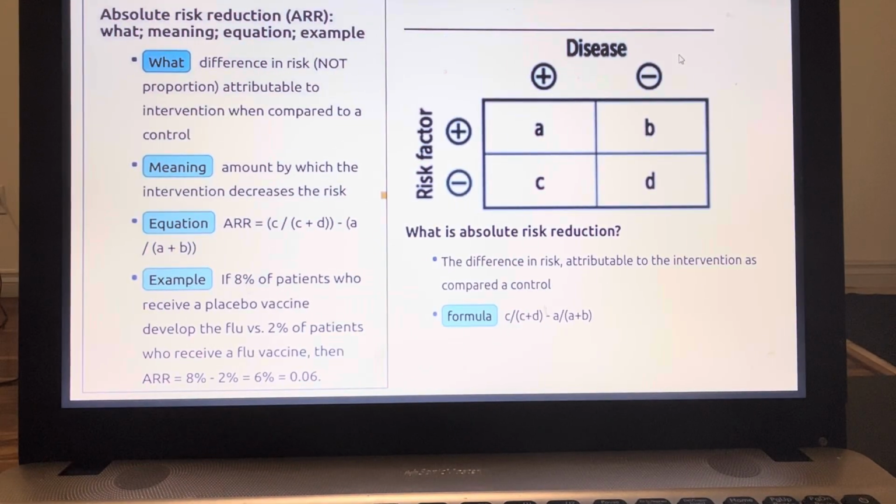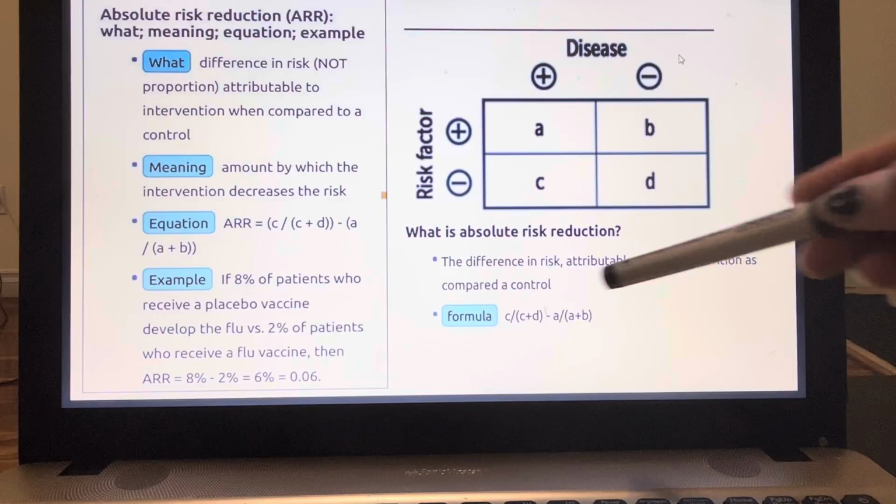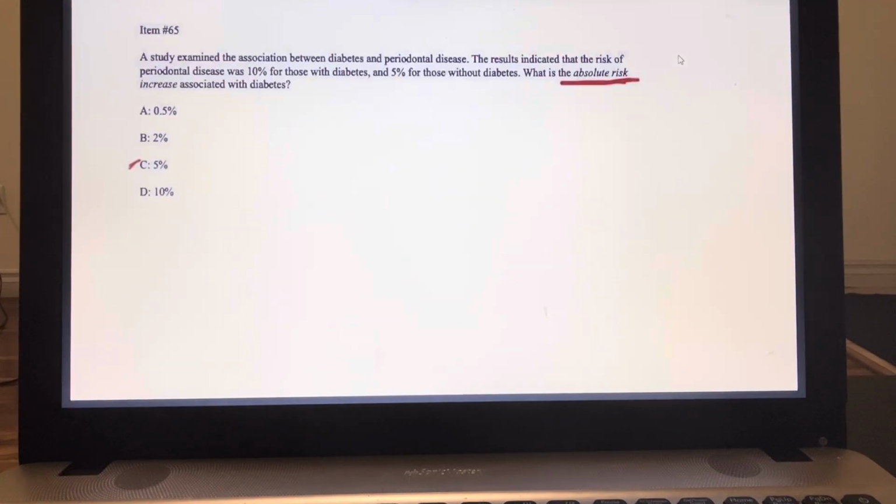Sometimes they will give you, if 8% of the patients who received a placebo developed the flu versus 2% of the patients who received the flu vaccine, and ask for the absolute risk reduction, it will be 8 minus 2, 6. And if you want to convert it, 6% will be equal to 0.06. So absolute risk reduction is the difference in the risk, not the proportion. So this is the question, absolute risk reduction.